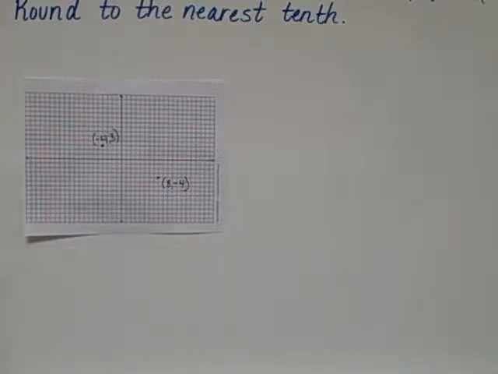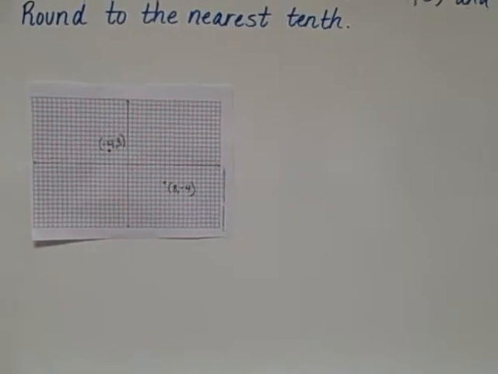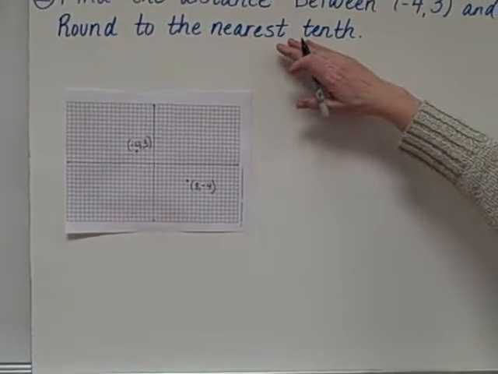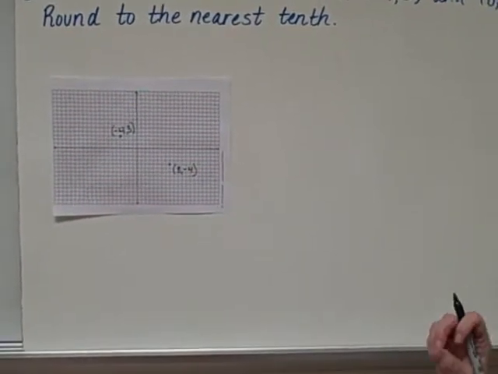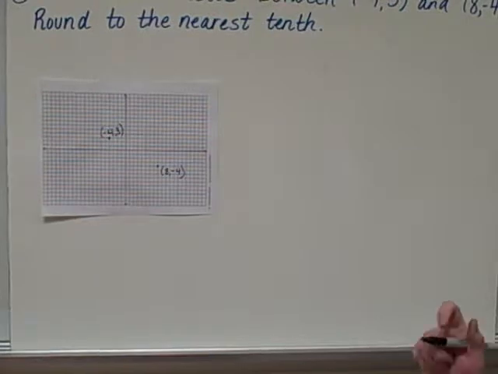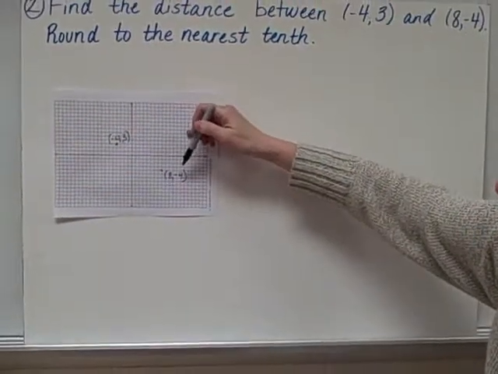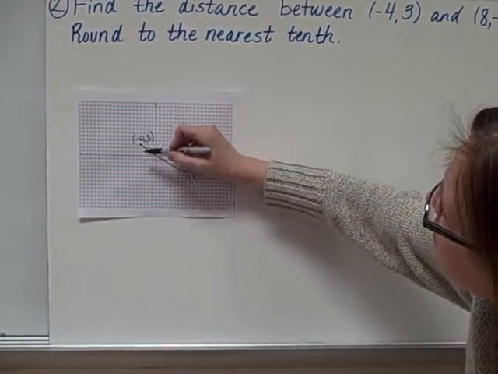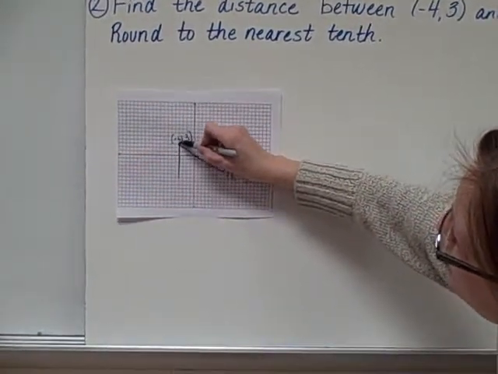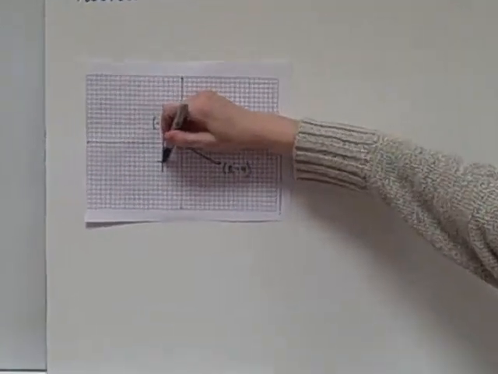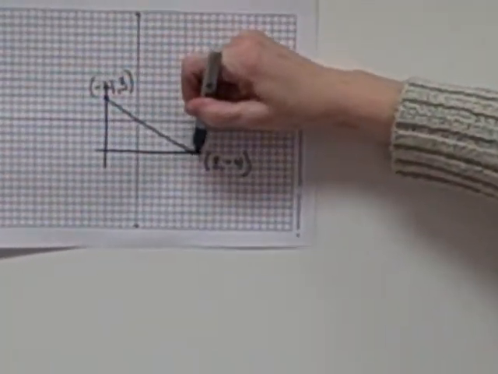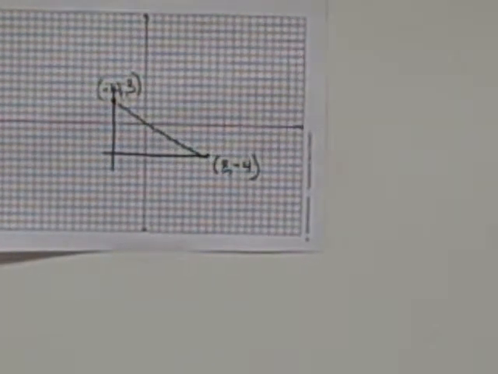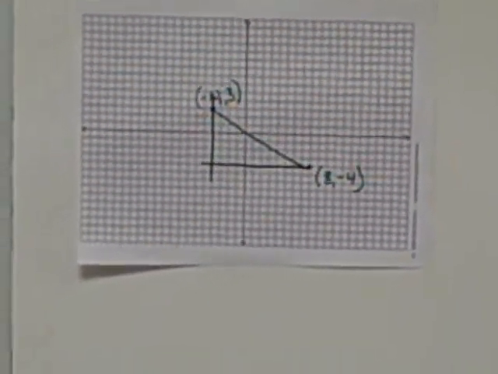Problem number 2. Find the distance between (-4, 3) and (8, -4). Round to the nearest tenth. This is a pretty good clue that we are not going to get a nice whole number like we did in problem 1. So again, I have drawn my points. I will draw the line between my points. I will draw a vertical line through my first point. Connect that vertical line to my second point with the horizontal line, creating the right triangle.